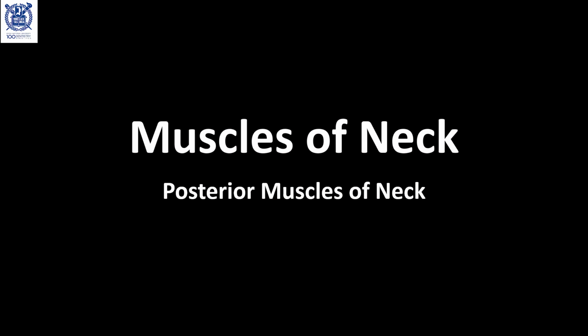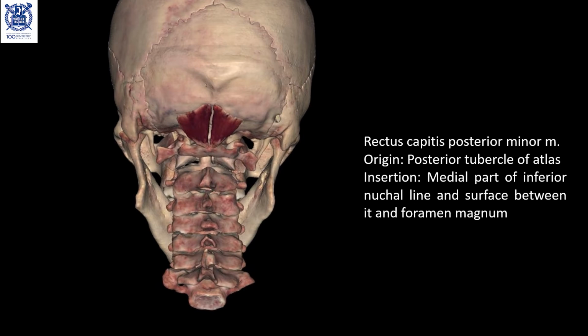Okay, moving on to the posterior muscles of the neck. The first one is the rectus capitis posterior minor muscle. It is also called rectus capitis posticus minor.